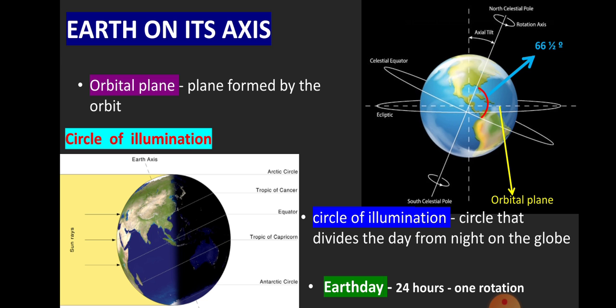The Earth takes about 24 hours to complete one rotation on its axis. The period of rotation is known as the Earth day. This is the daily motion of the Earth.